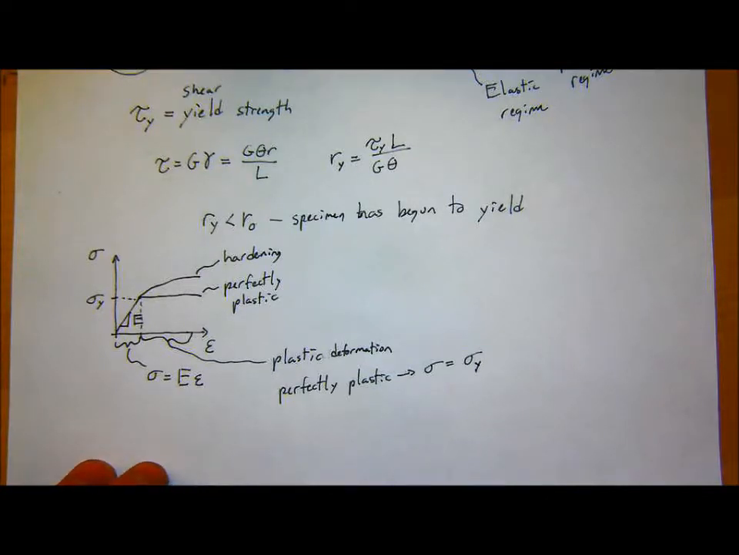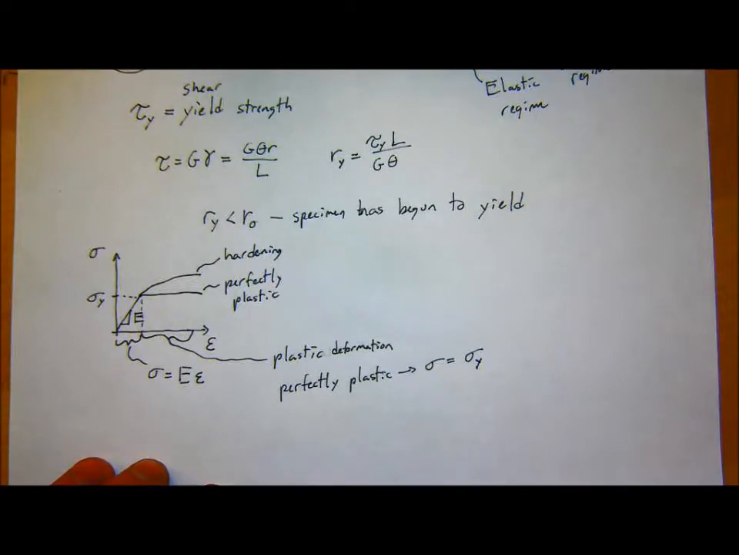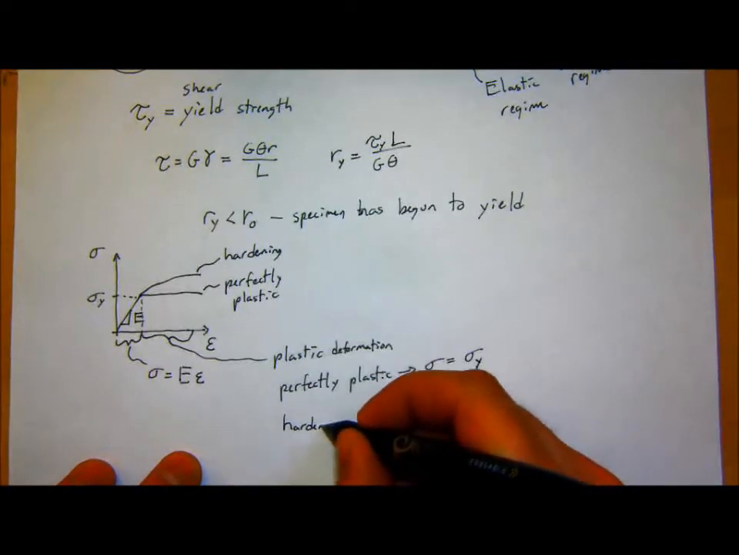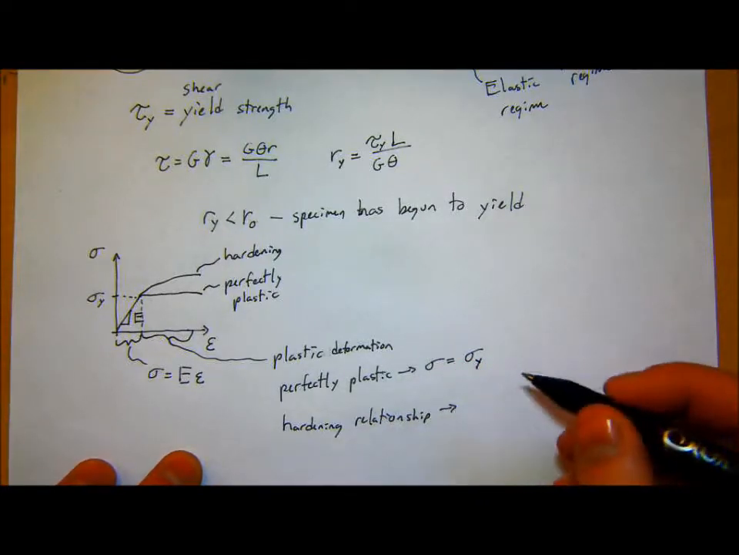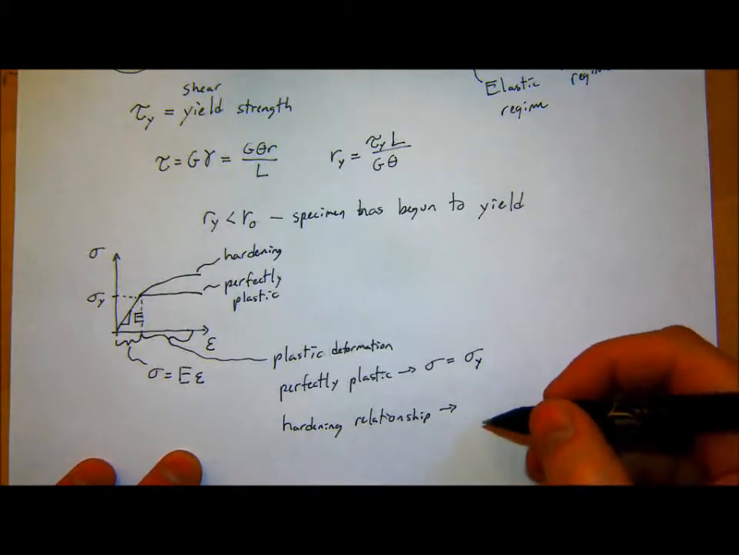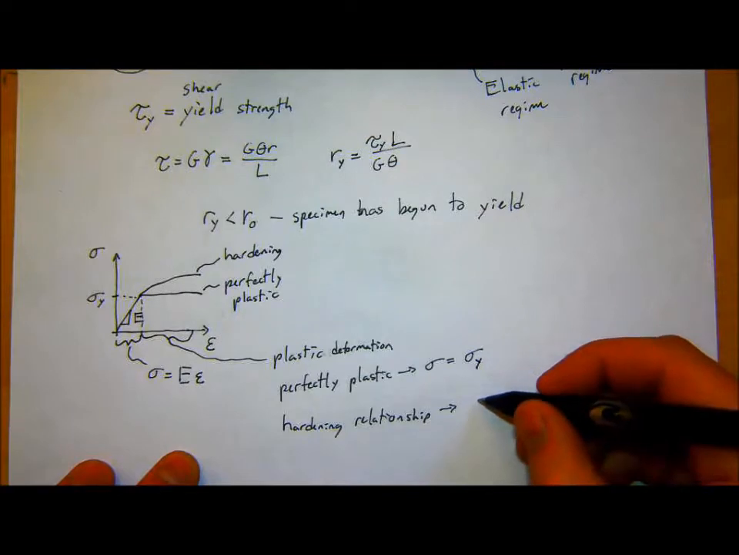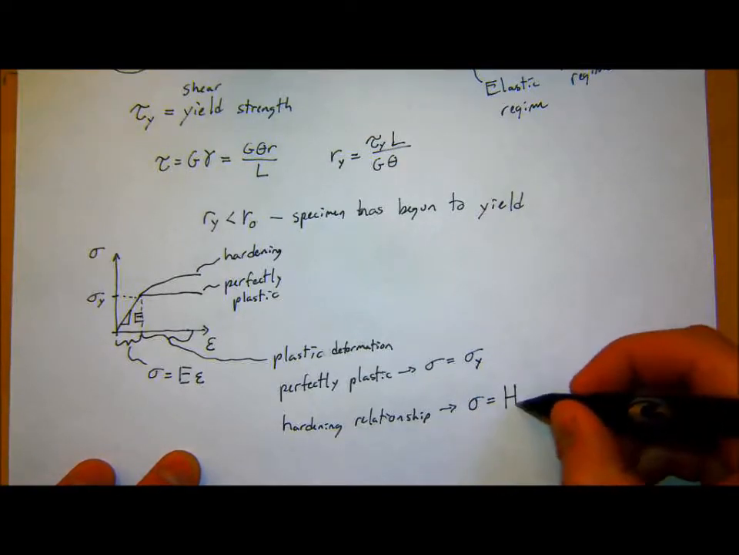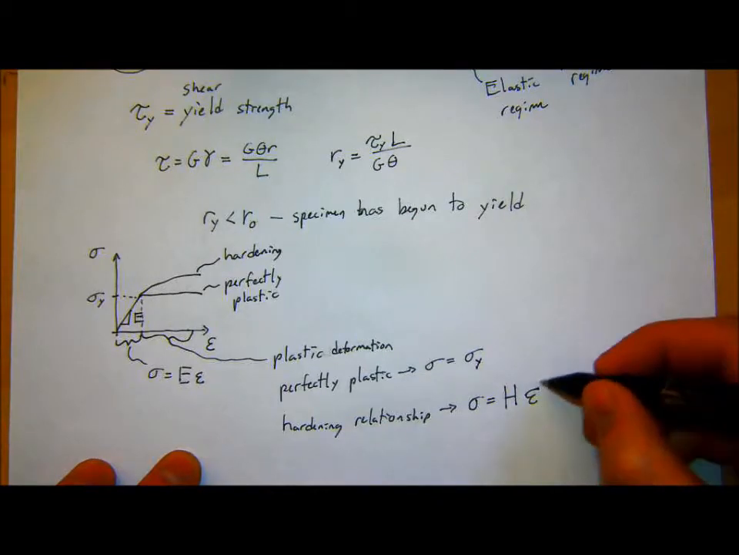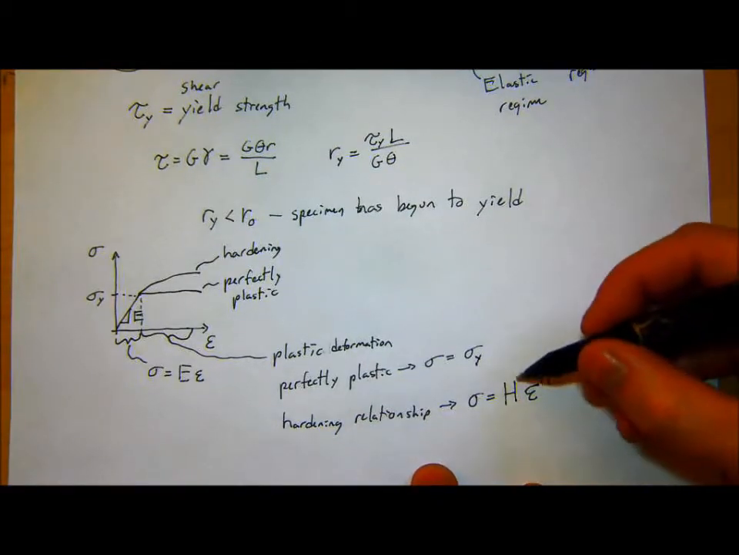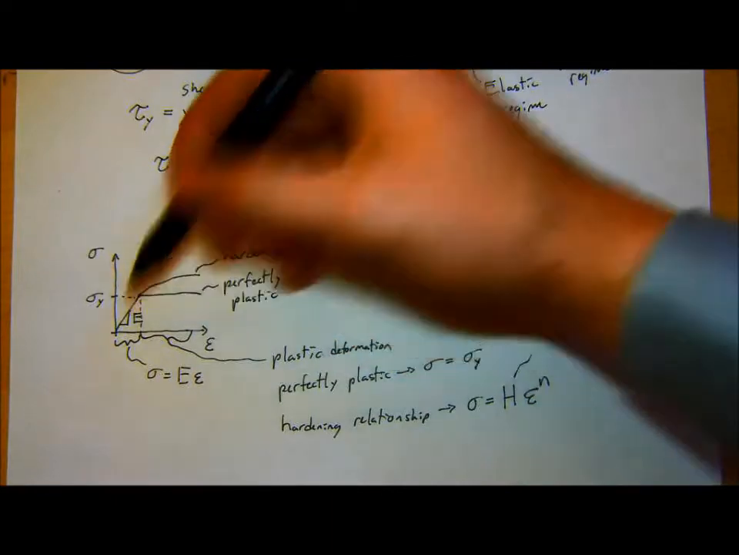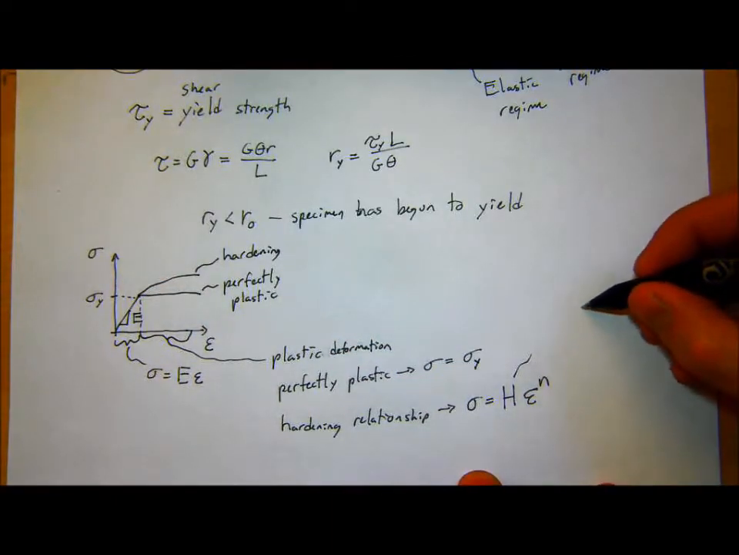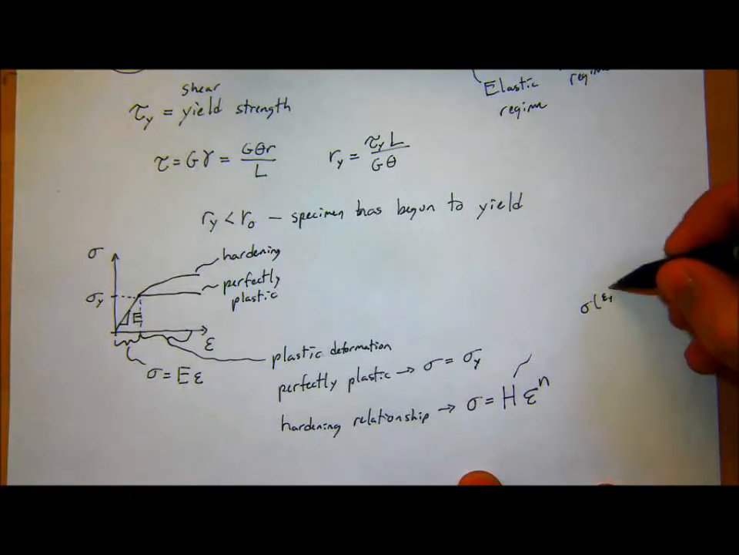So if we have some hardening relationship, again, there's a million different ways to do this, but the simplest one is just a power law or an exponential hardening relationship. So here I can say my sigma is equal to some H epsilon to the n, where this H is a constant that gets me to this point. So to make sure that sigma at the yield strength is equal to my yield here, which is how you calculate this hardening constant out front.